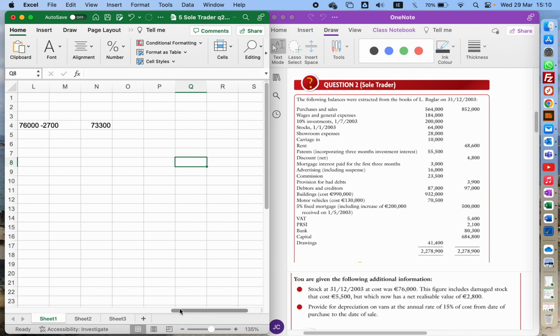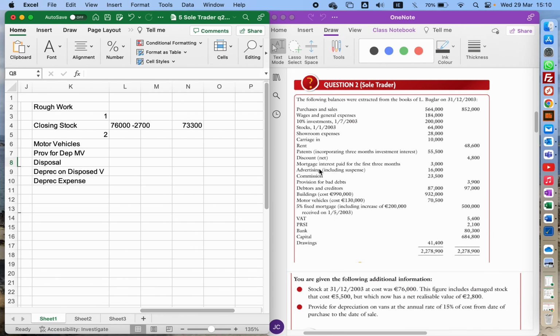So just zooming in a bit and just make it a bit easier to see. So my motor vehicles says here cost 130 and they're now worth 7,500. So that means 130 goes there. Okay, and the fact that they're worth 7,500 means that they're worth 130 minus 7,500. That's the provision for depreciation. So during all the years that I've owned it, I've taken away 59,500 in depreciation.